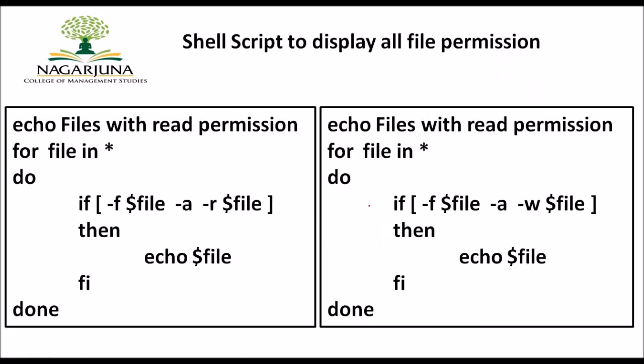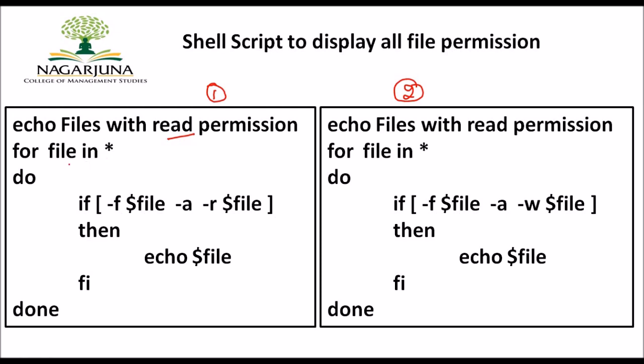So going forward, we have a lab program wherein we have to display all the file permissions. We have a shell script program to display all file permissions. Here let me display the files which have only the read permission. So this is the first part of your code, and the second part, the continuation, is this one. Let me start with the first part of the code. I'm going to display all the files which have read permission.